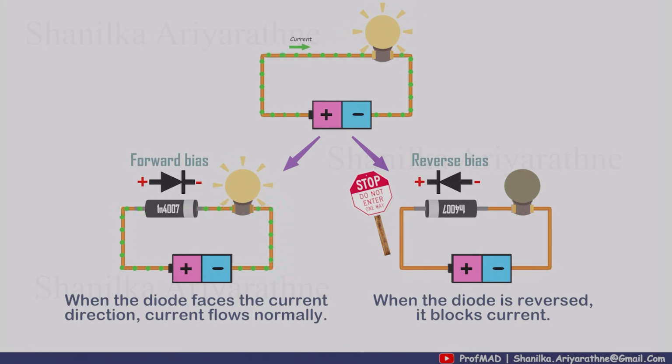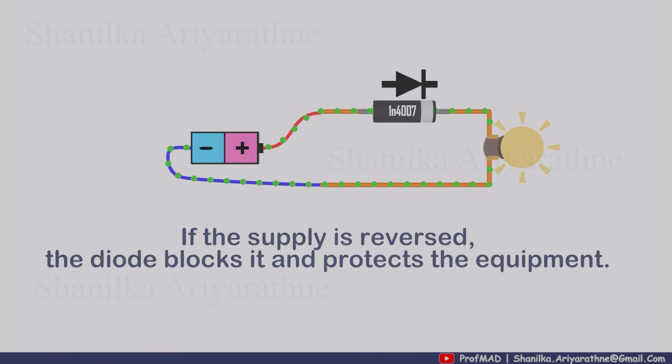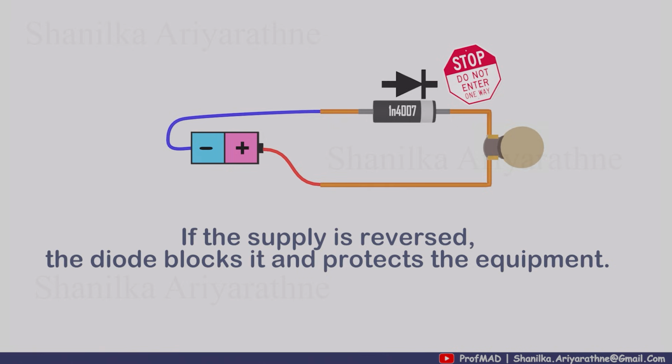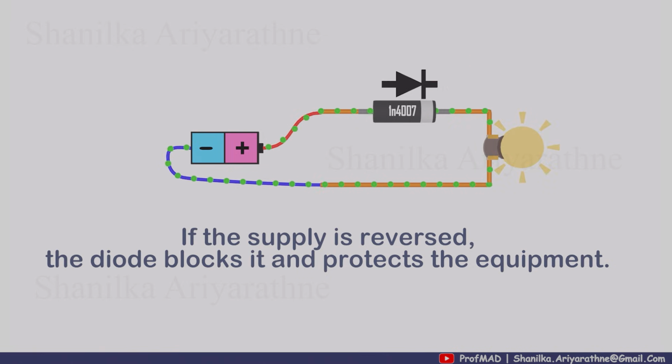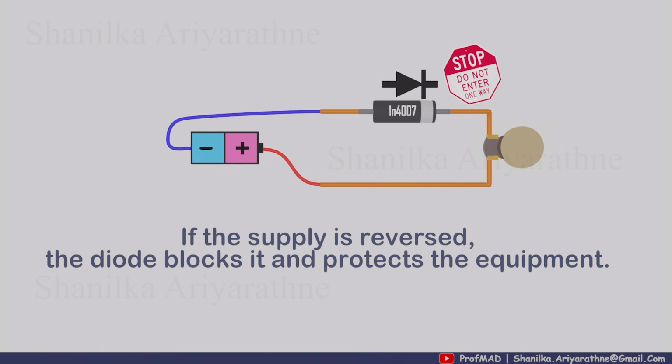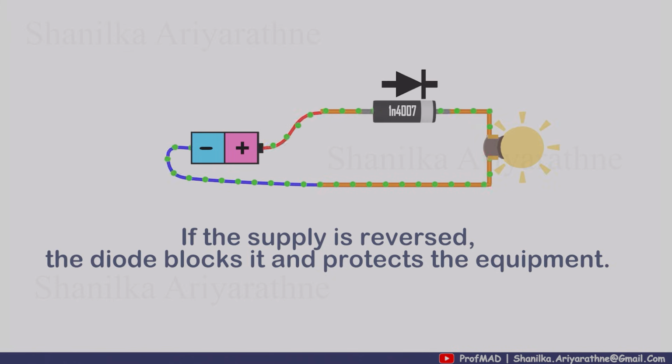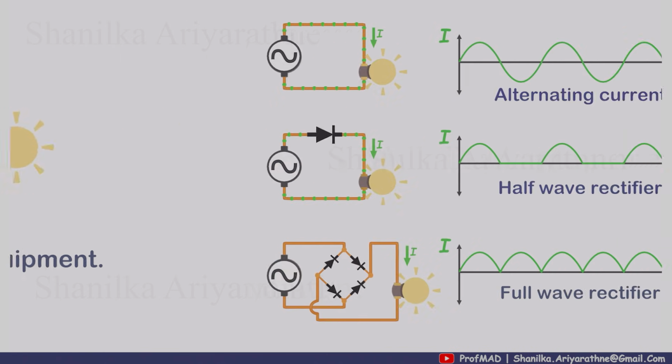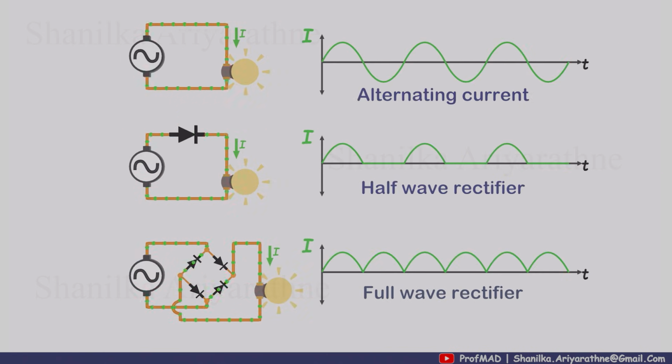This behavior may seem simple, but it turns out to be extremely useful. One common use of a diode is polarity protection. If a power supply is connected the wrong way around, the diode blocks the reverse polarity and protects the circuit. Diodes are also used for rectification, converting AC into DC. A single diode gives half-wave rectification, while 4 diodes in a bridge provide full-wave rectification with a smoother DC output.